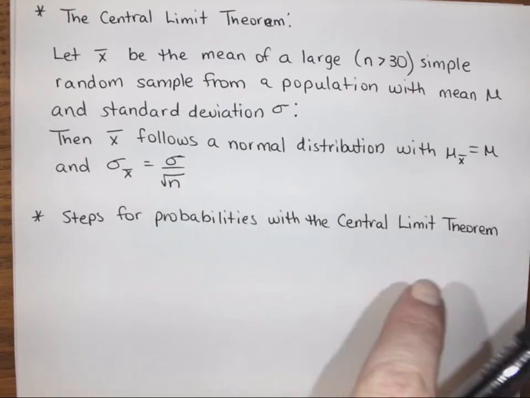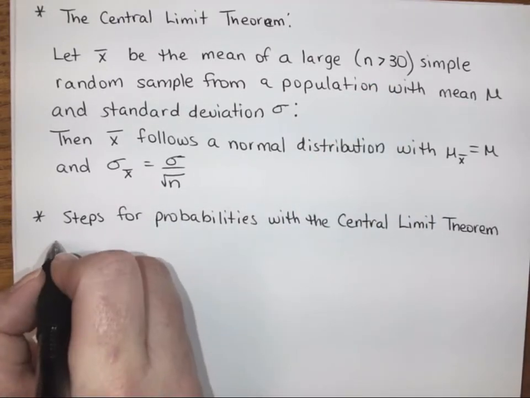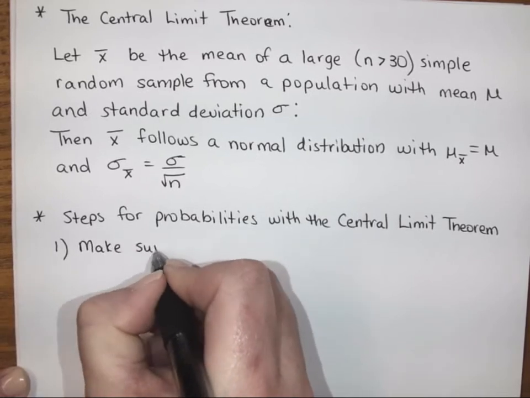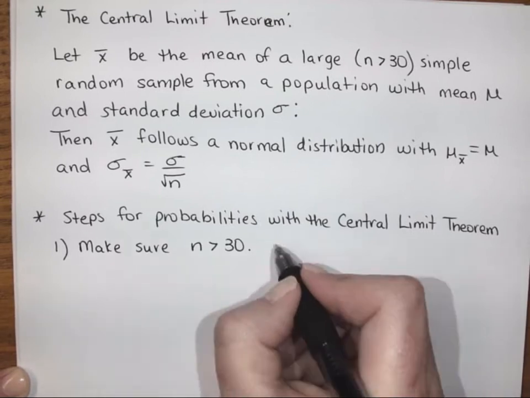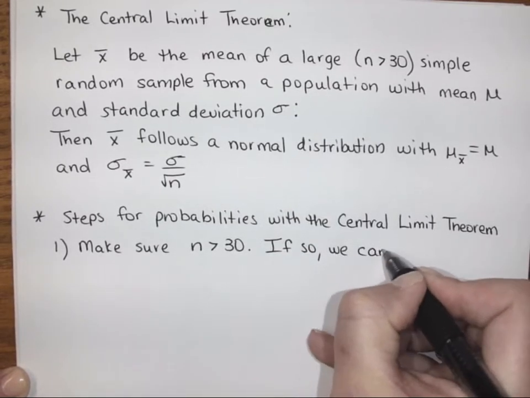But this is going to include things as long as n is bigger than 30. Okay? So the first thing is you need to make sure that the set is big enough. Okay, so make sure n is 30 or more, and if so, we can use the normal curve.